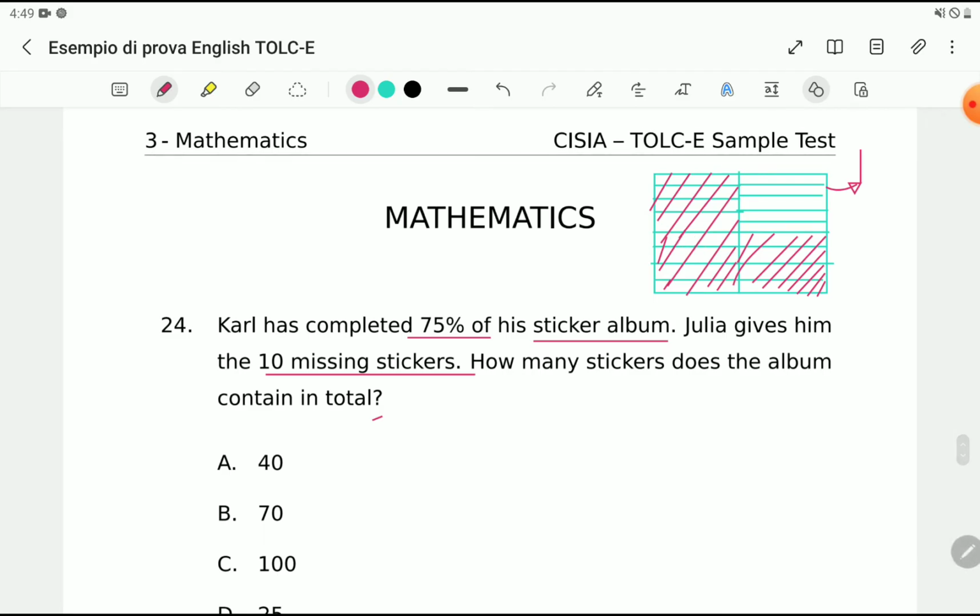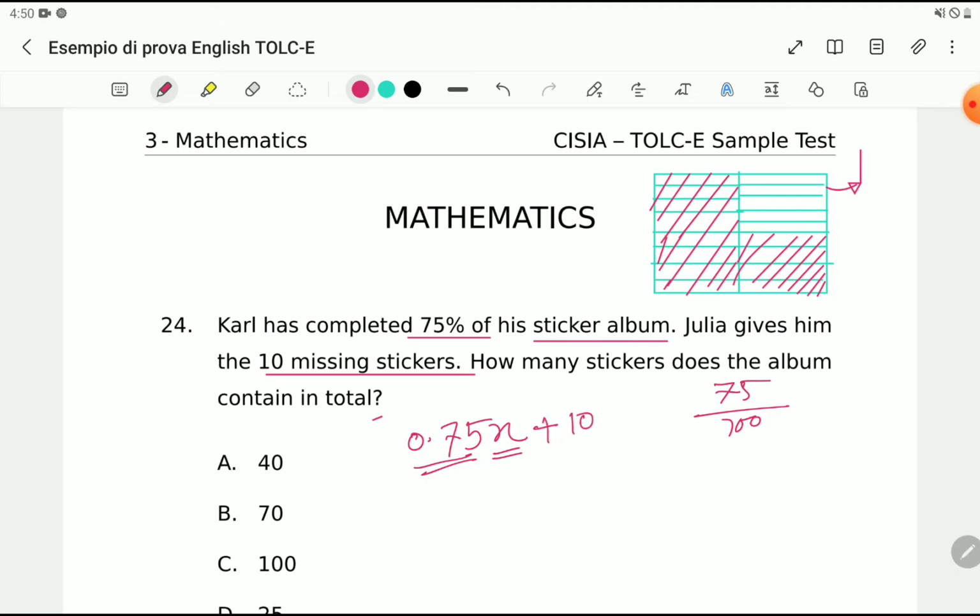Now what can we do? Carl has completed 75% of the album, which means he already has 75% of the stickers. So he has 0.75x stickers. Here x means the full number of stickers and 0.75 means 75%. You know how it comes, like 75 divided by 100. Julia gave him 10 missing stickers, so his total number of stickers becomes 0.75x plus 10, right? Am I right?